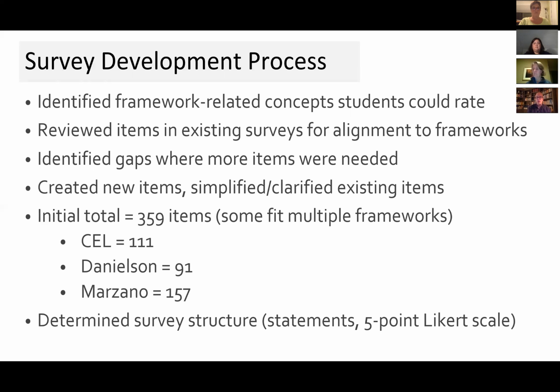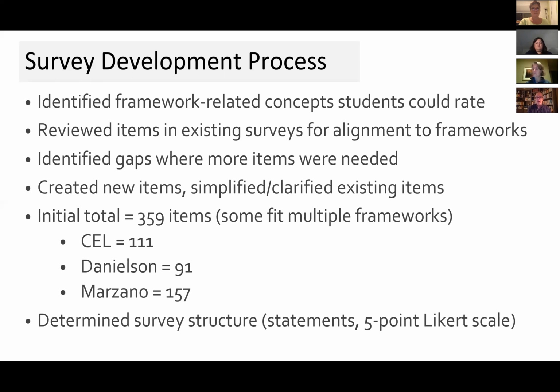We also went through each of the items that were in the public domain, and sometimes they were very long and complicated, and they used sophisticated terms or maybe jargon for educators. And so we went through a fairly long process to simplify those, to clarify existing items. And when we were done, we had 359 particular items. Sell had 111, Danielson had 91, and Marzano had 157. And there was some overlap on those, so one item might fit into multiple frameworks.